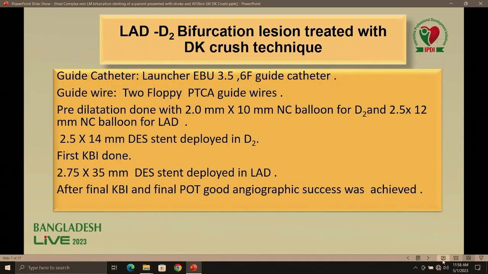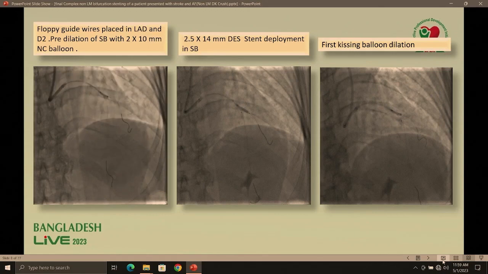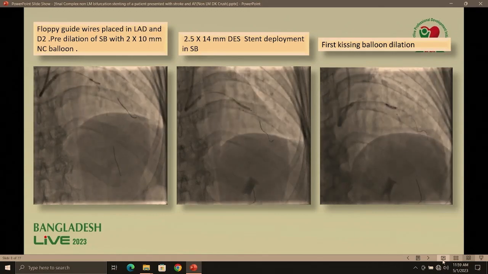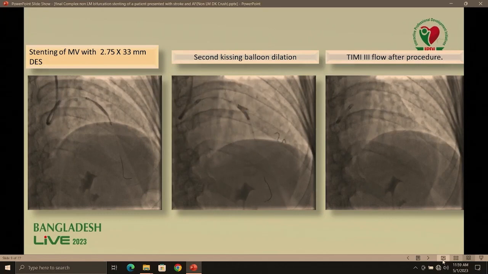And we use the Lancer guide catheter. 2 floppy guide wires are used. Initial pre-dilatation is done with a 2 into 10 millimeter NC balloon for D2 and a 2.5 into 12 NC balloon for LAD. And the D2 lesion is treated with a 2.5 into 14 millimeter Dash stent. First KBI is done, then a 2.75 into 35 millimeter Dash stent is deployed in the LAD, and final KBI and POT, and good angiographic success is evident. This is the procedural, that is angiographic, findings.